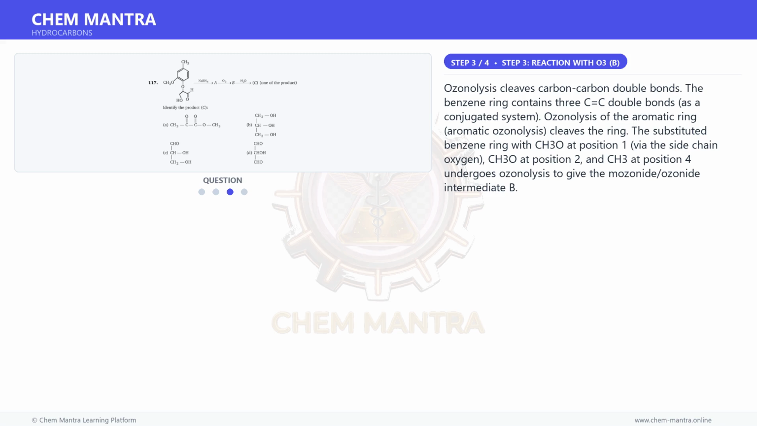Moving on to the next step. Ozonolysis cleaves carbon-carbon double bonds. The benzene ring contains 3 C=C double bonds as a conjugated system. Ozonolysis of the aromatic ring cleaves the ring. The substituted benzene ring with CH3O at position 1 via the side chain oxygen, CH3O at position 2, and CH3 at position 4 undergoes ozonolysis to give the mono-ozonide intermediate B.